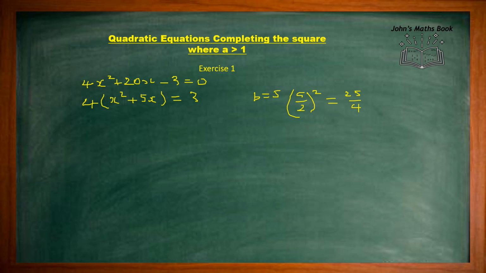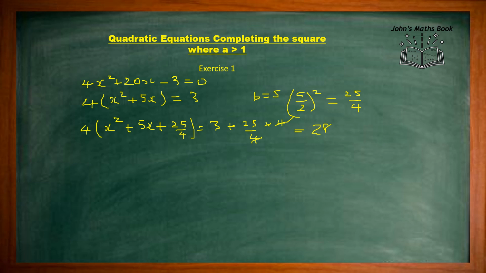Now if we add 25 divided by 4 to the bracket and to the right hand side, we get 4 into x squared plus 5x plus 25 divided by 4 equals 3. And 25 divided by 4 is multiplied by 4 because there's a 4 outside the bracket. So it's plus 25 divided by 4 times 4. So these cancel out, and that is equal to 28.